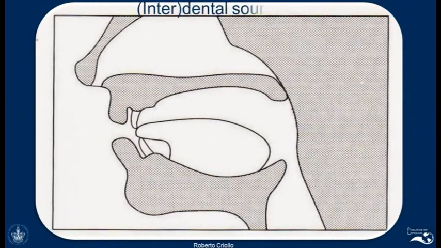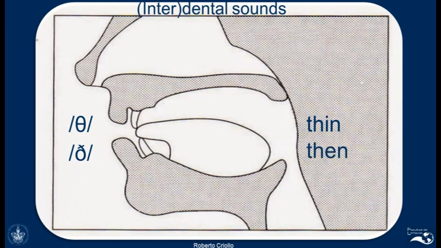Now let's talk about interdental sounds, which are produced by placing the tongue between the upper and lower teeth. Some examples involve th as in the word thin, and also th as in the word then. So these two are interdental sounds because they are produced with the teeth.